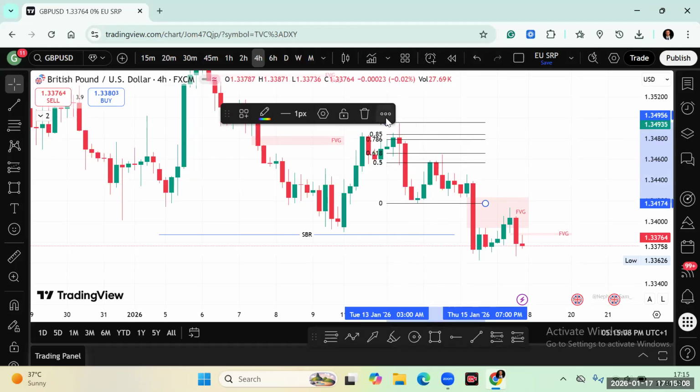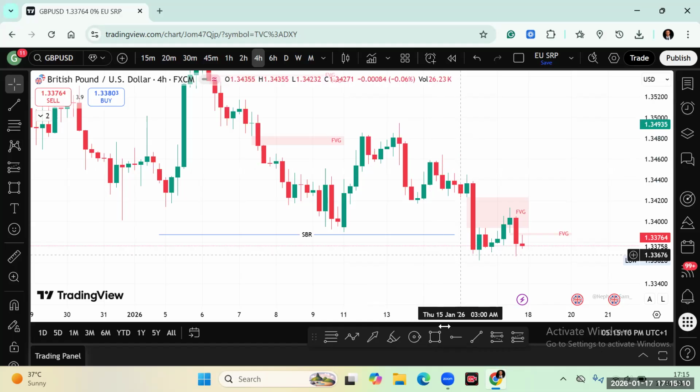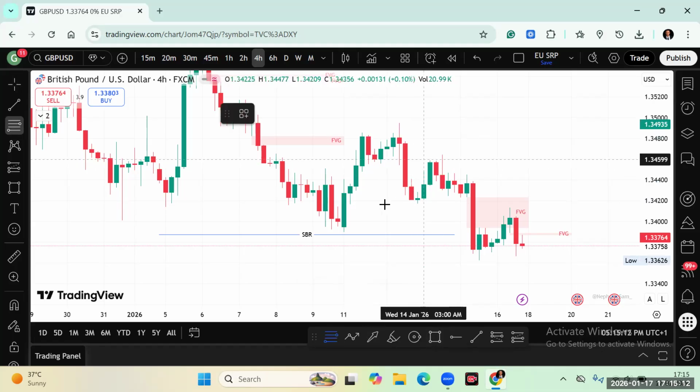And this is a liquidity graph. So now let's look at this one. It also started with a liquidity graph. Price did SBR, broke this way. So let's look at this.